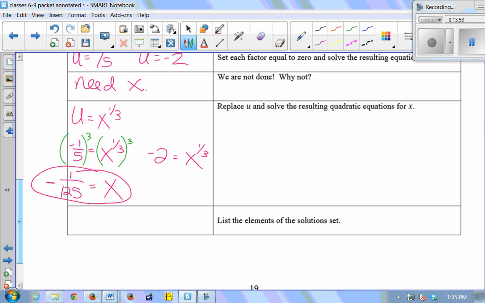And then we're going to use the same method over here, cube both sides. So x to the 1/3 cubed is just x. -2 cubed is -8. Finally, we should list the elements in the solution set if I want to use this notation. -1 over 125 and -8.